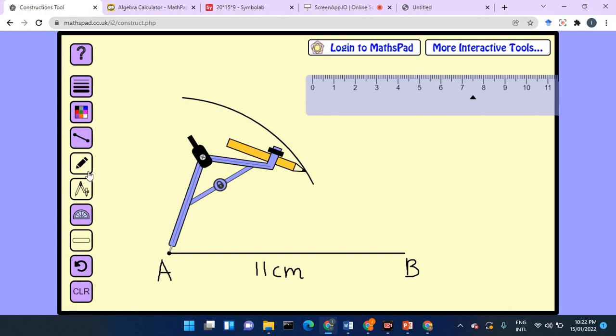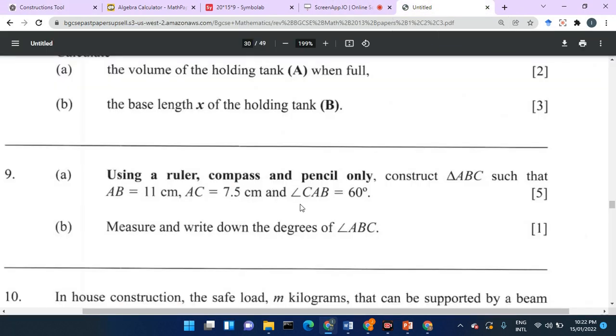Awesome. Now, they tell us that angle A is 60 degrees. They want us to use a ruler, compass, and pencil, so no protractor. So we must construct this 60-degree angle. So let's do that.